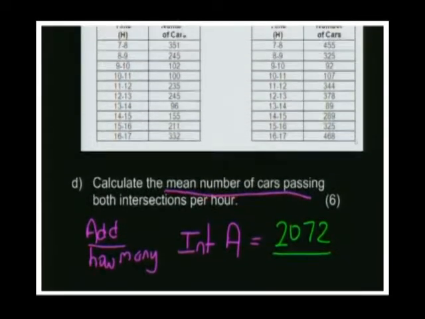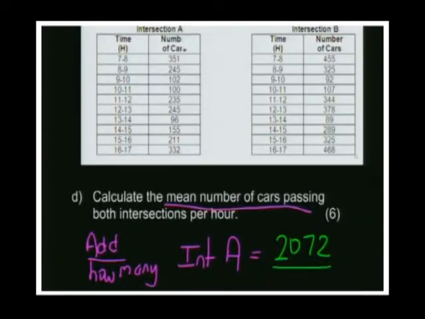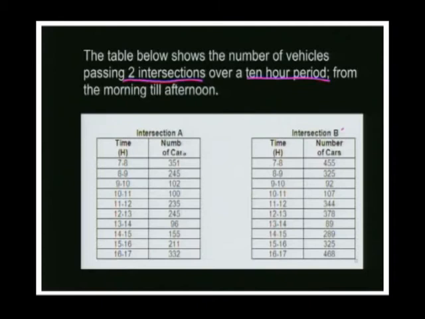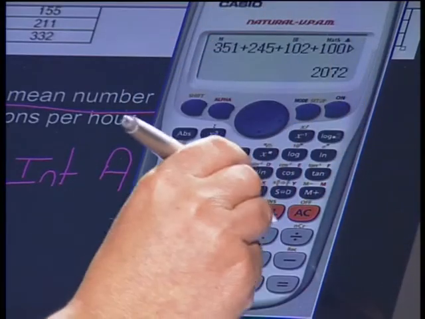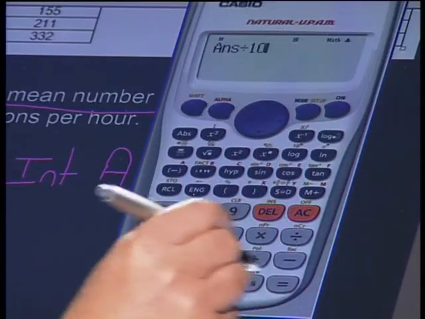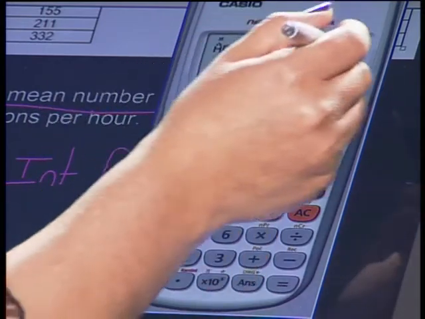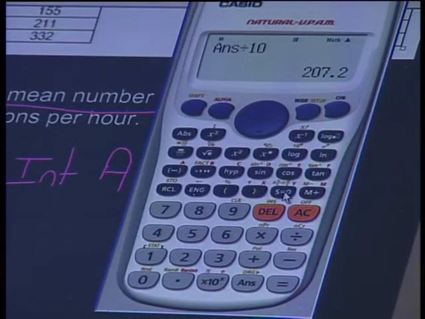And I'm going to divide by how many there are. So how many different slots have I got? 2, 4, 6, 8, 10 different hours. In fact, my question told me that there were 10-hour periods. But it's always good to double check. So I'm going to divide that by 10 and get an answer. Now use your calculator if you need to. I've got my answer there already. I can just say divide by 10 and get an answer of 207.2.